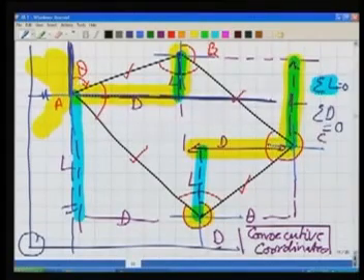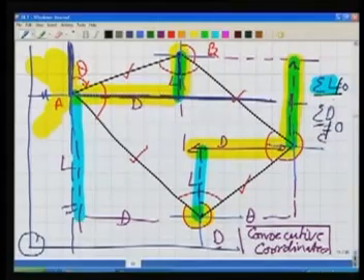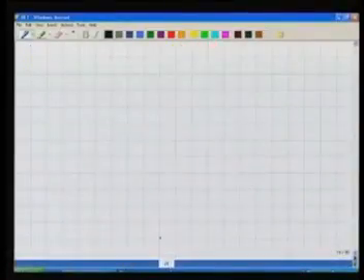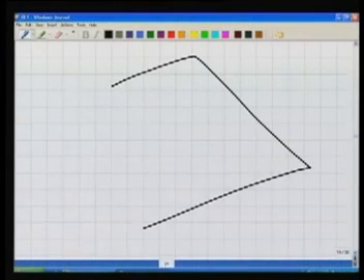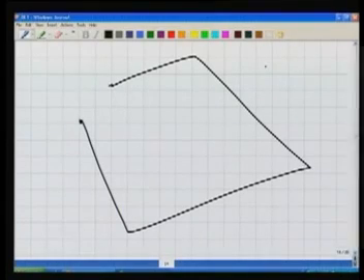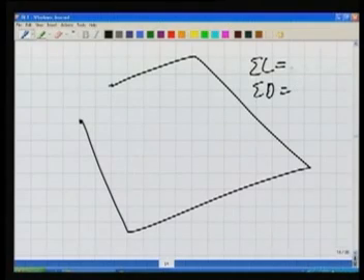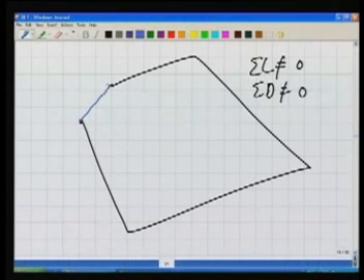If we are finding this sigma L and sigma D, and they are not equal to 0, sigma L is not equal to 0, sigma D is not equal to 0, the sum of latitude is not 0, sum of departure is not 0. That means there is a problem. Our traverse is not closed. Now for this traverse, if you compute sigma L and sigma D, you will find they are not equal to 0. So why are they not equal to 0? Because there is a closing error.